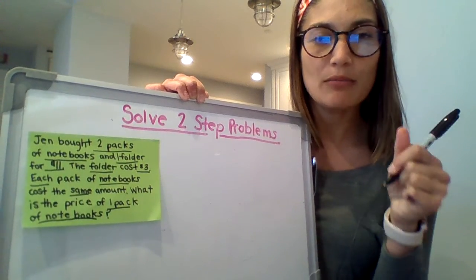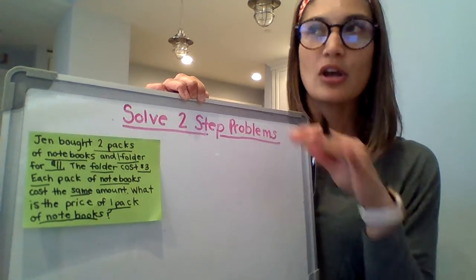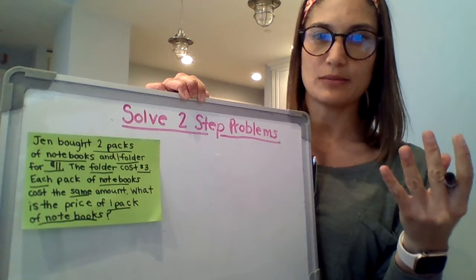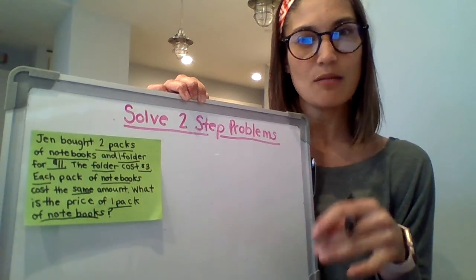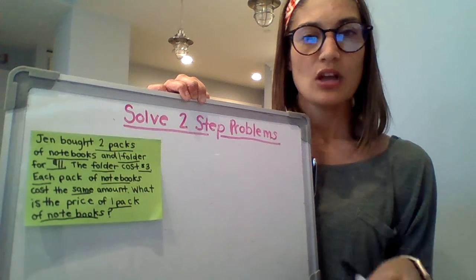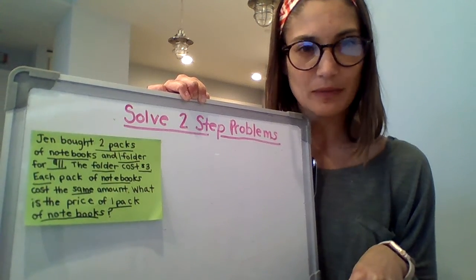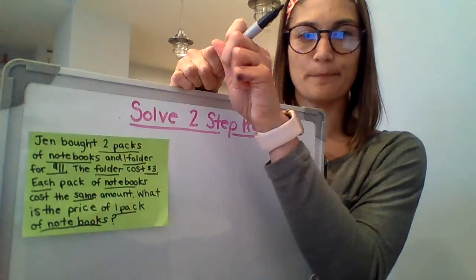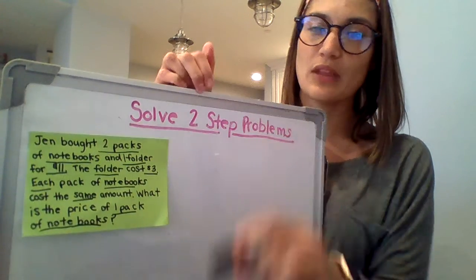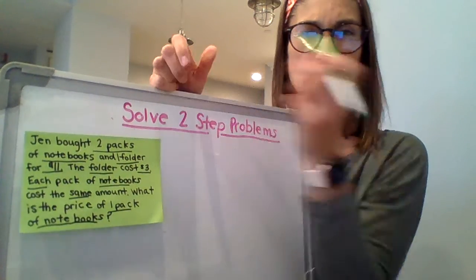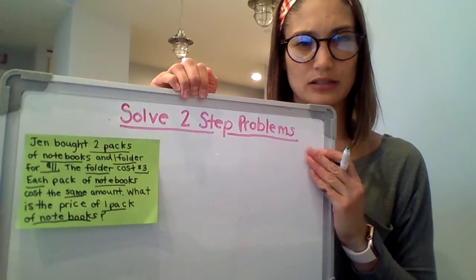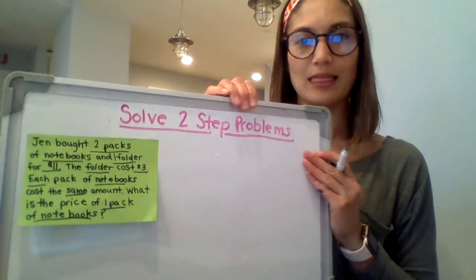We know how much the folder costs. That's $3. We know the total amount we spent. Now we just need to figure out how much we spent on the notebooks and then how much each pack of notebooks costs. So first, let's think about how much money we just spent on notebooks. How can we do that? Well, let's think. We know our total amount. What is the total amount of money we spent when you look at this? Shout it out. $11. Good.